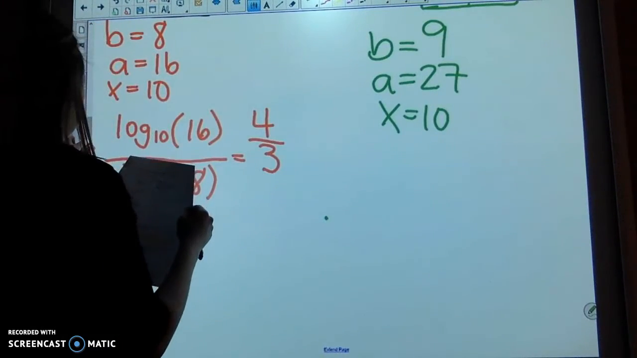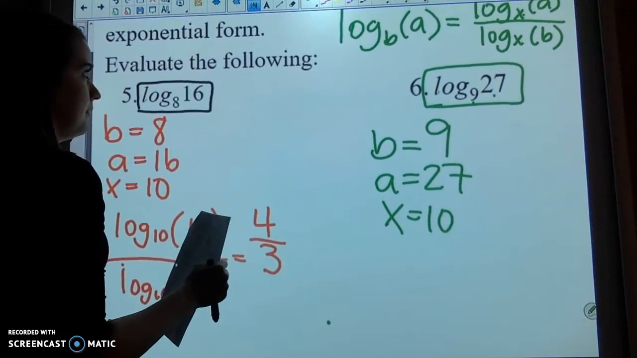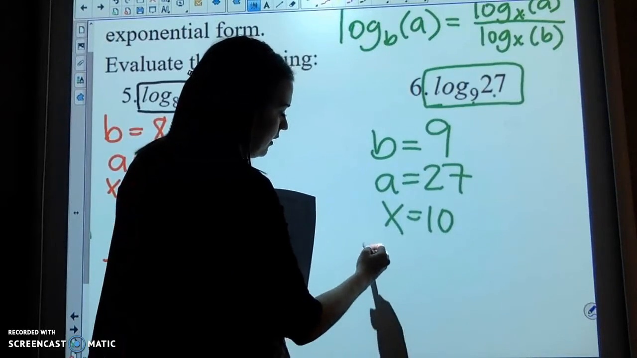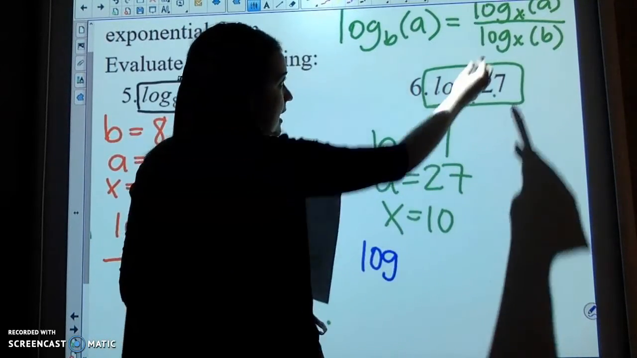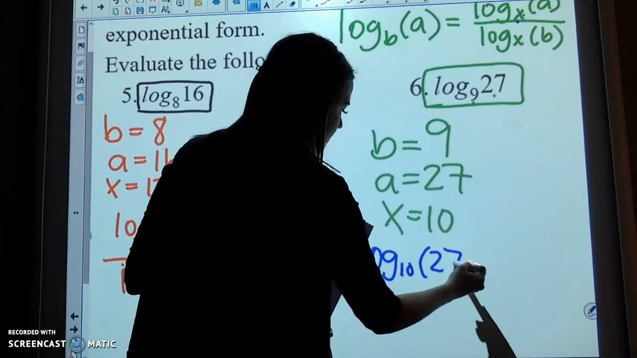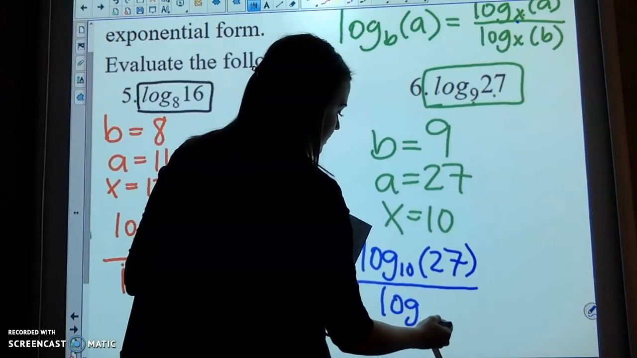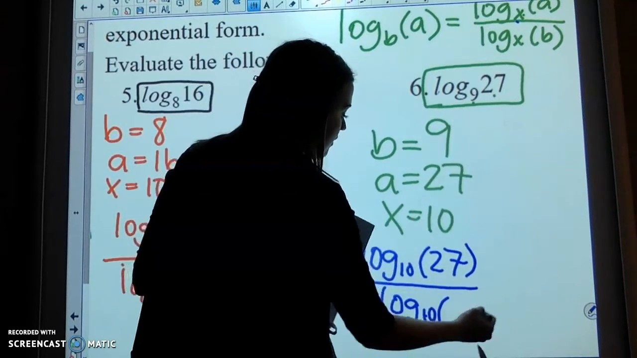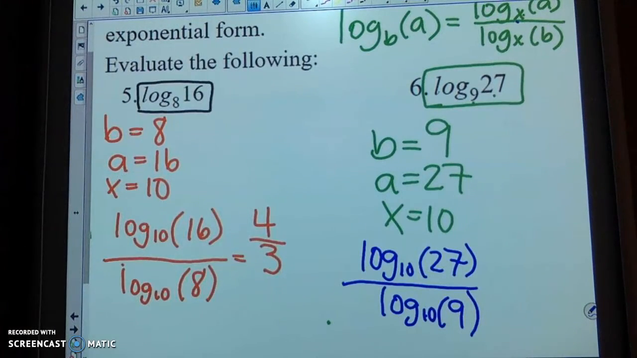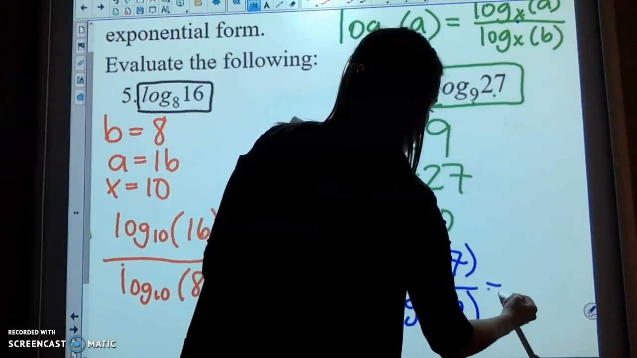Okay? So we're going to look at our change of base formula, and we're going to fill that in. So we have log base b of a is equal to log base x of a, which is 27, divided by log base x, which is 10, of b, which is 9. Again, you're going to go into your calculator, and you are just going to punch that in. And when you do all that, you are going to get the answer 3/2.